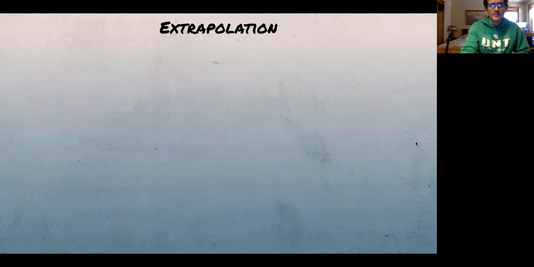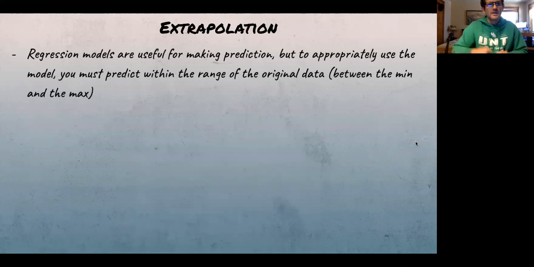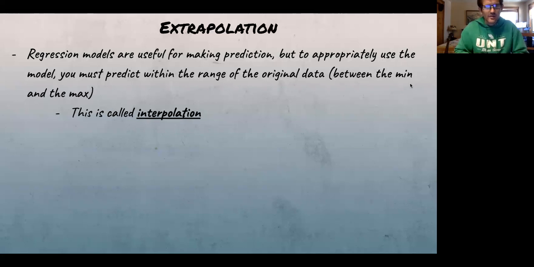Okay, so now we come to extrapolation. Regression models, like we've been using, are used for prediction, but the most appropriate use for a regression model is to predict something that comes within the range of the original data. So if your data goes from 0 to 100 and you wanted to predict what would happen at 40 for an input as your explanatory variable, that would work. And that's called interpolation. So you might have heard that word.